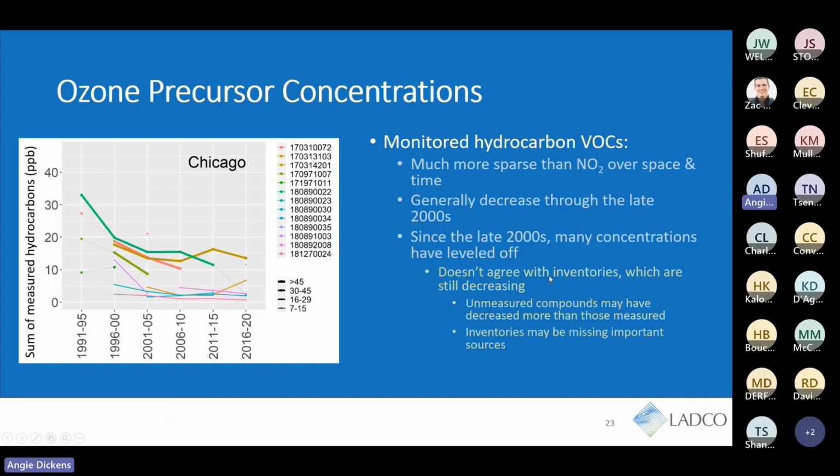This does not agree with the inventories. The inventories show that VOCs are still decreasing, and this is showing they've been flattening out. Maybe this is an issue with the inventories. They might be missing some important compounds. It's also possible that, we're definitely not measuring all the compounds. Some of the unmeasured VOC compounds may still be decreasing and may agree with the inventories more. So we don't have great measurements, and there may be issues with the inventories as well. We don't really know. Hopefully there's going to be a big field campaign over Chicago this summer looking at VOCs, so we might get some more information out of that.